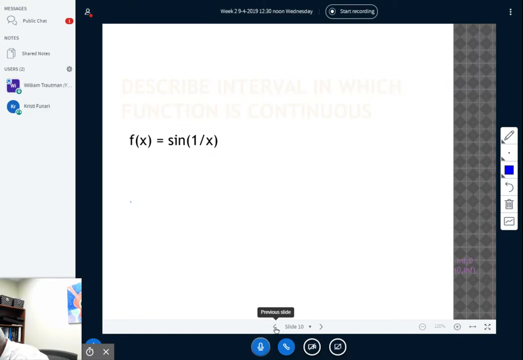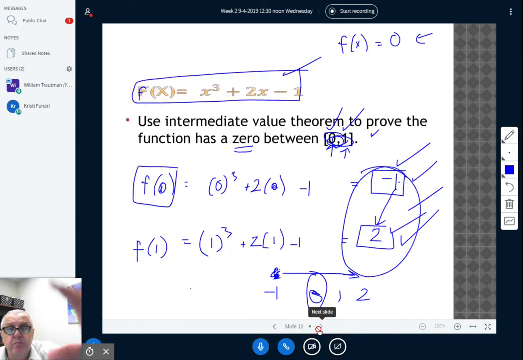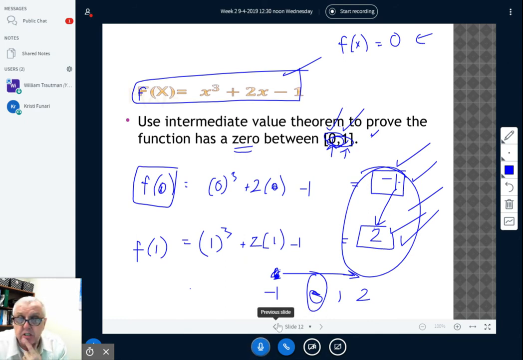2.4, limits and their properties and continuity. So I hope that helped as far as covering that section.